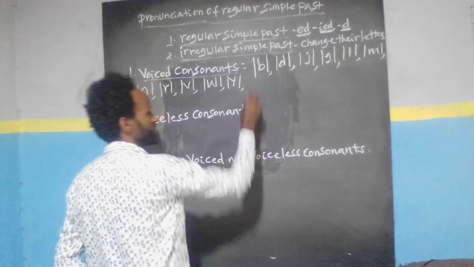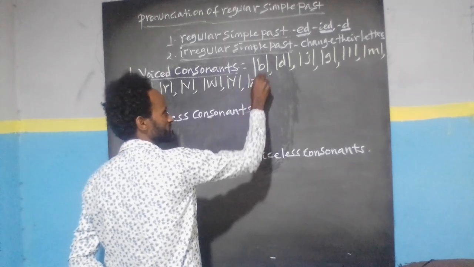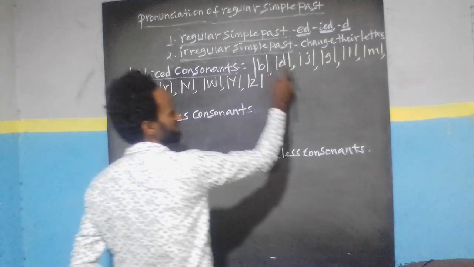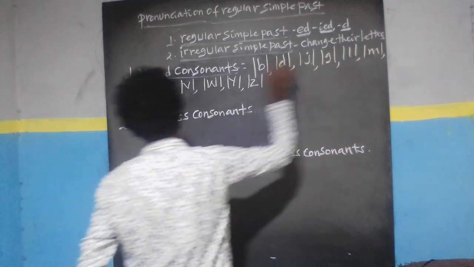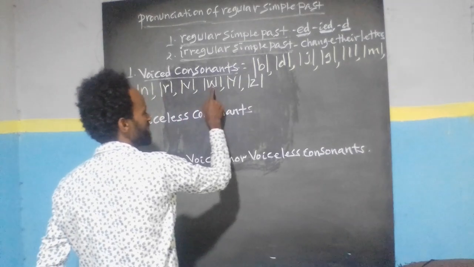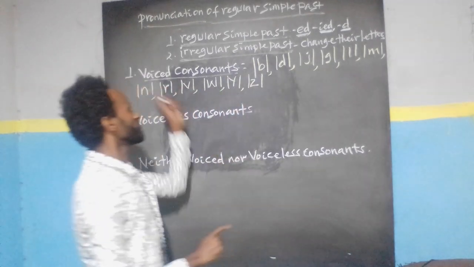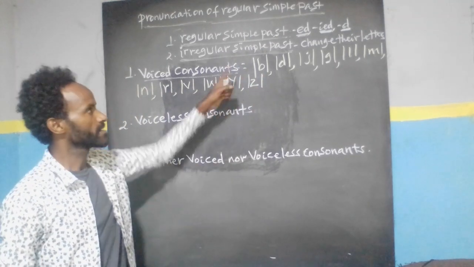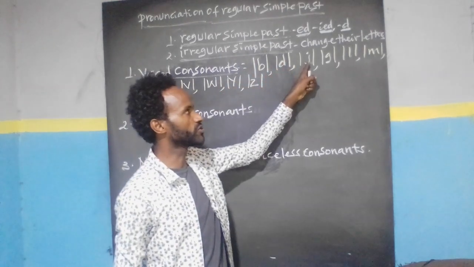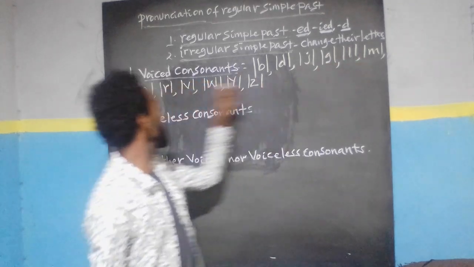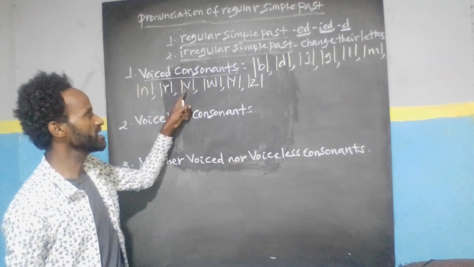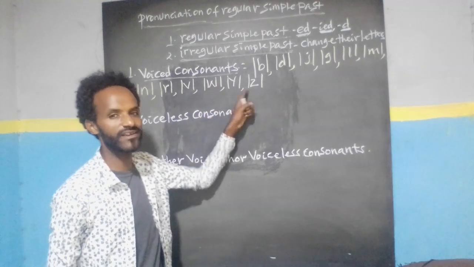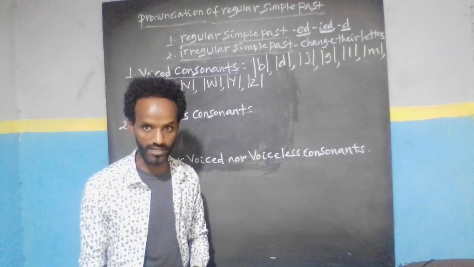And the other is what? Z. Yes? 1, 2, 3, 4, 5, 6, 7, 8, 9, 10, 11, 12. So, voiced consonants are 12 in number. Don't forget, okay, class? B, D, J, G, L, M, N, R, V, W, Y. Those are the voiced consonants.